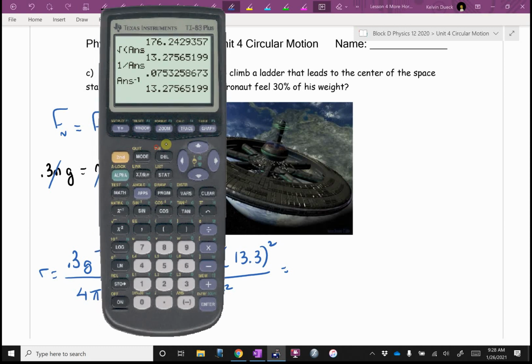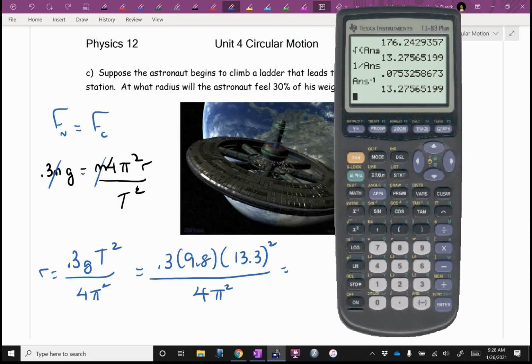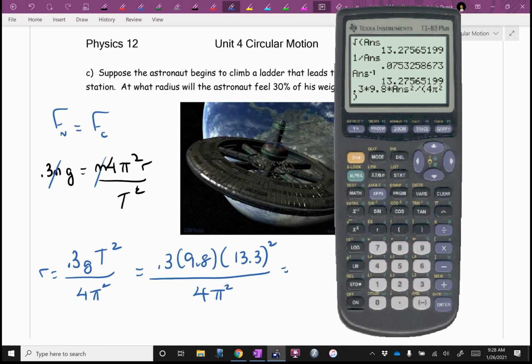So I've got the 13.27565199 back. So it's going to be 0.3 times 9.8 times answer button squared divided by bracket 4 pi squared. Again, make sure you use your pi button. Don't use 3.14.